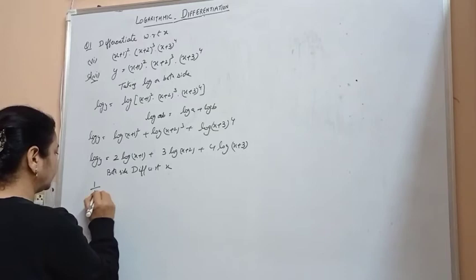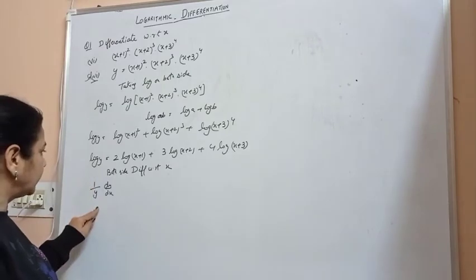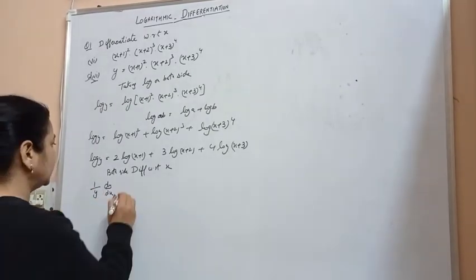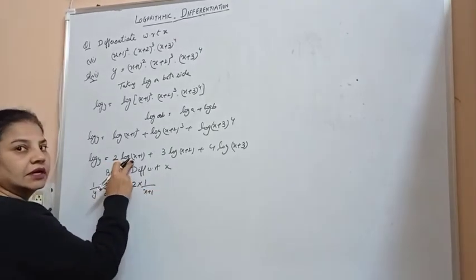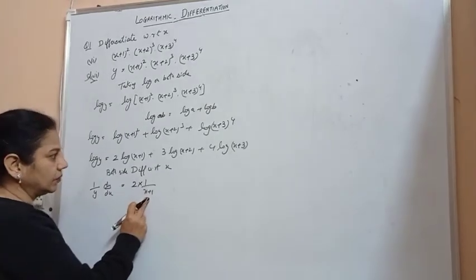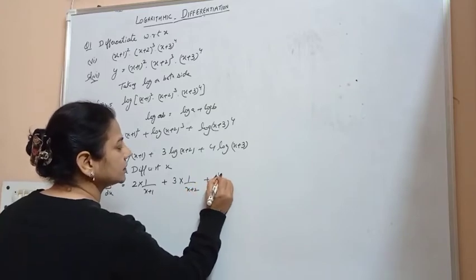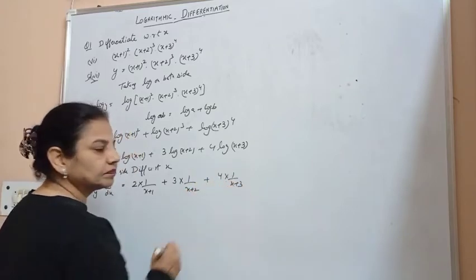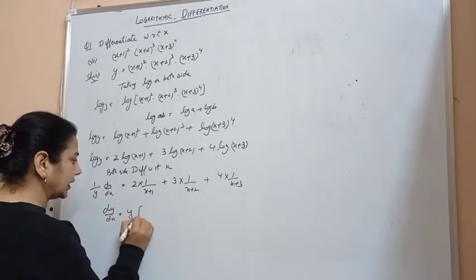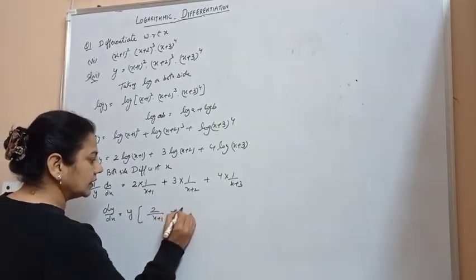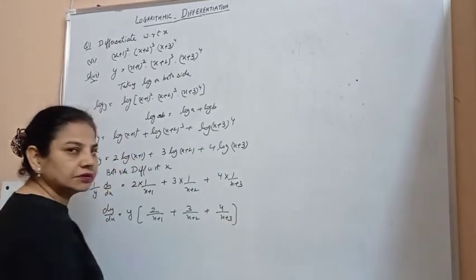I get 1 upon y dy by dx, as the differentiation of log y is 1 upon y and the derivative of y is dy by dx. And here I get 2 times into 1 upon x plus 1. 2 is the constant, and the differentiation of log x plus 1 is 1 upon x plus 1, plus 3 into 1 upon x plus 2 plus 4 into 1 upon x plus 3. So altogether I get dy by dx is equal to y times 2 upon x plus 1 plus 3 upon x plus 2 plus 4 upon x plus 3.